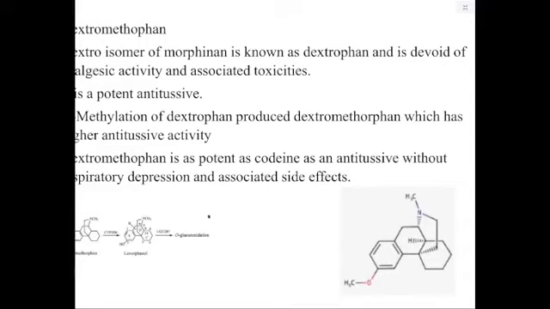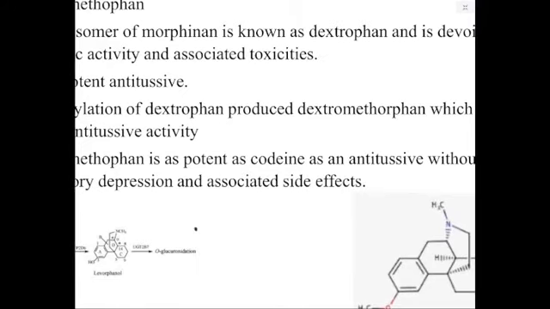So this structure here is what we are calling our dextromethorphan. The dextromethorphan will have the dextro optical activity, the dextroisomer, unlike the levo, the negative optical activity. And then, of course, at position number 3, it will be a methoxy group.